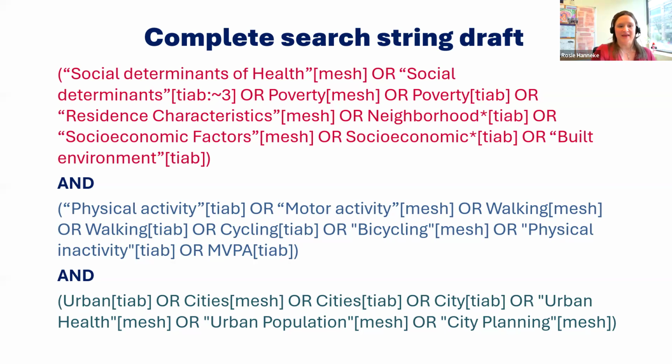Then I have AND the physical activity concept. Same thing, a combination of title, abstract, keywords, and MeSH terms, and urban or cities, city planning, urban population, etc. So we have three concepts, we have two ANDs, and then within each of those concepts, we're using OR.